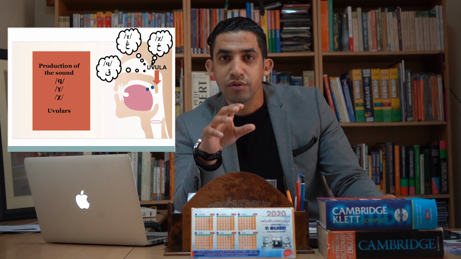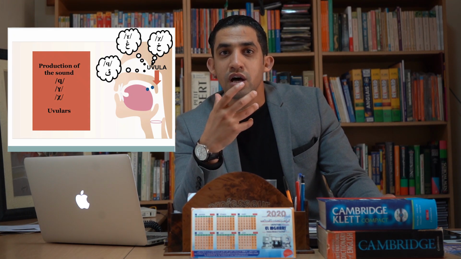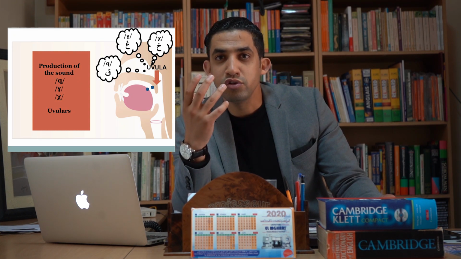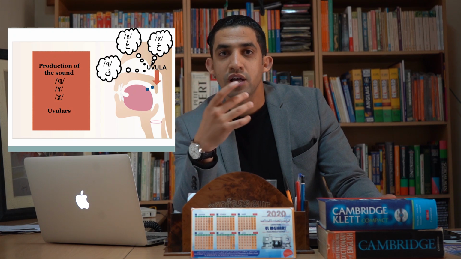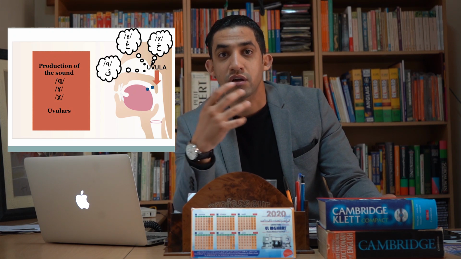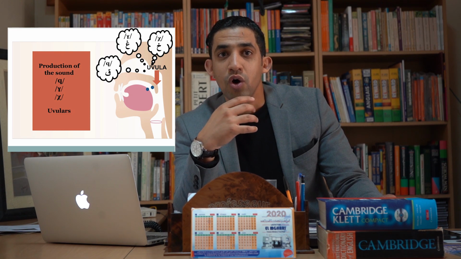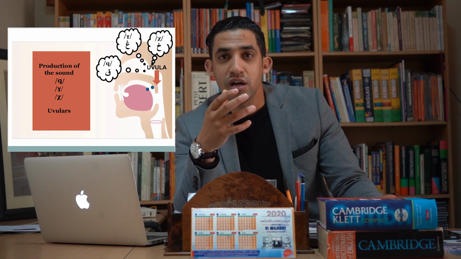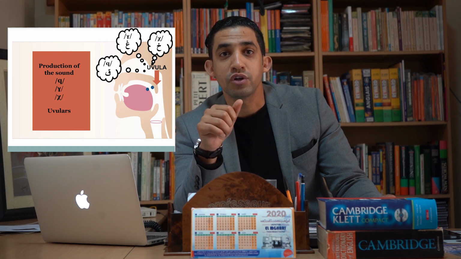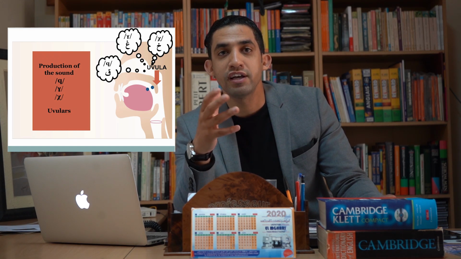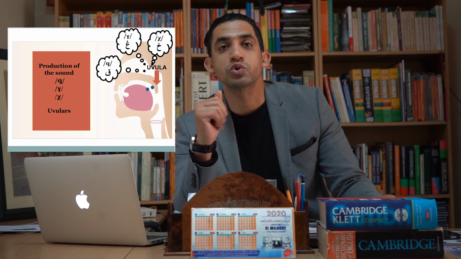For example, the r sound in French is often a uvular trill. Okay, the uvular sounds like q and r occur in Arabic. These sounds do not ordinarily occur in English. So that's why we find them just in Arabic and also French.